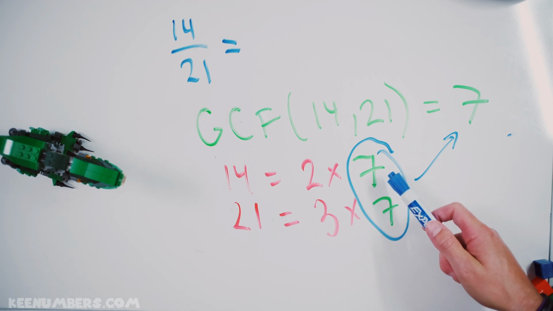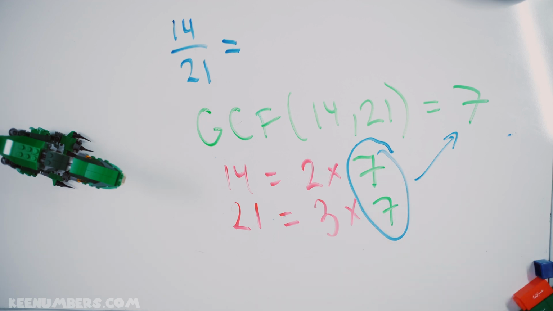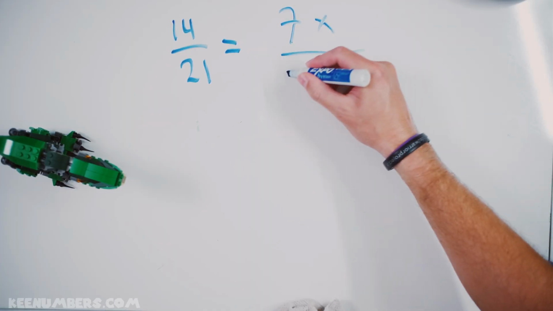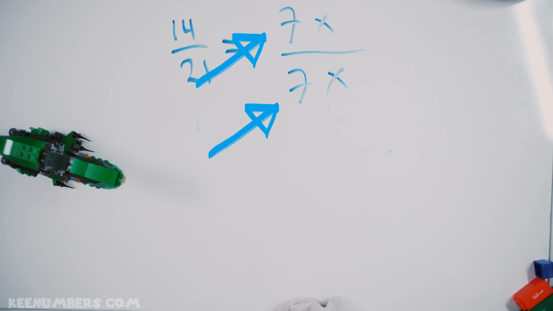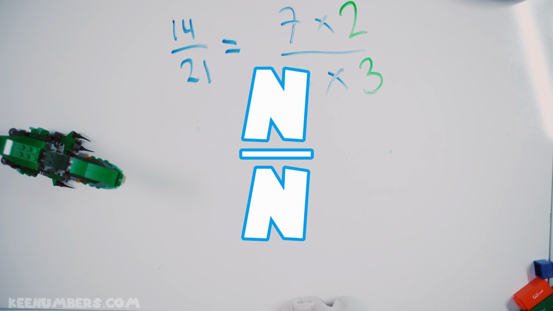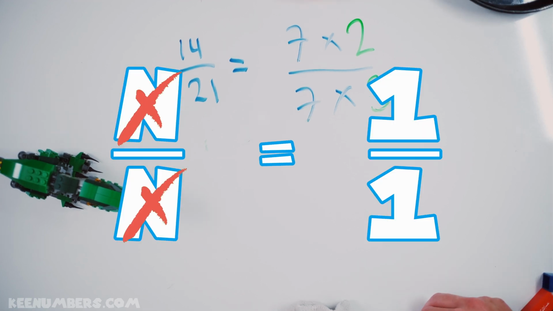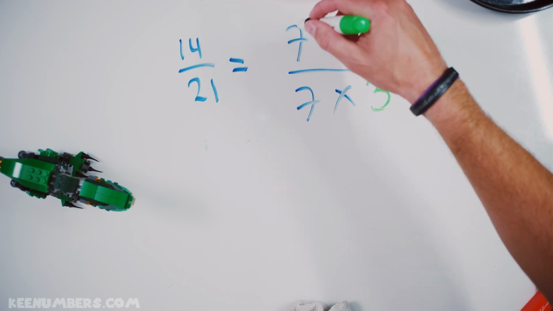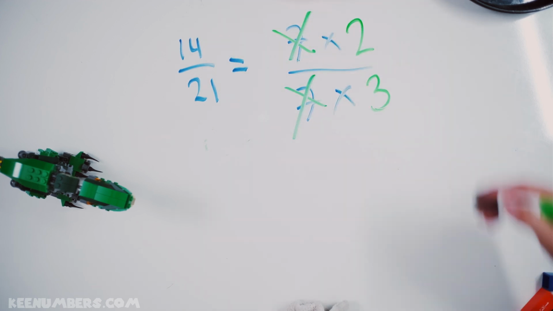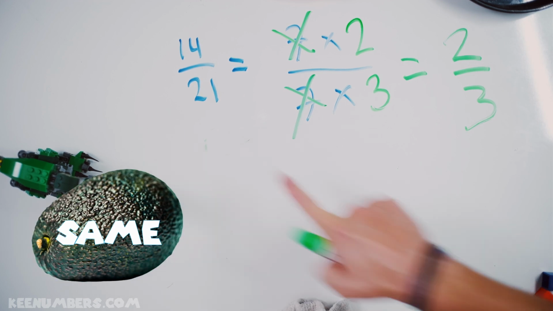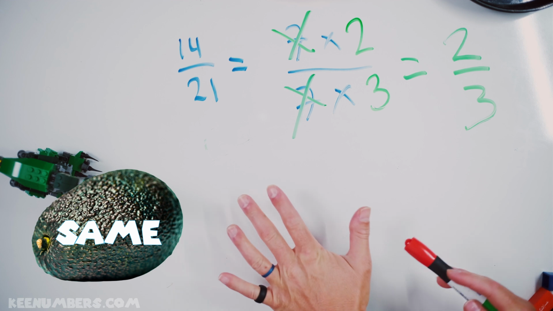Remember, this is the key right here. We have 14 is 7 2s and 21 is 7 3s. And you'll remember that anytime you divide a number by itself, that is just 1. So you cross it out. That's how you get your 2/3. 14 divided by 21 is 2/3. Pause, rewind if you need to.